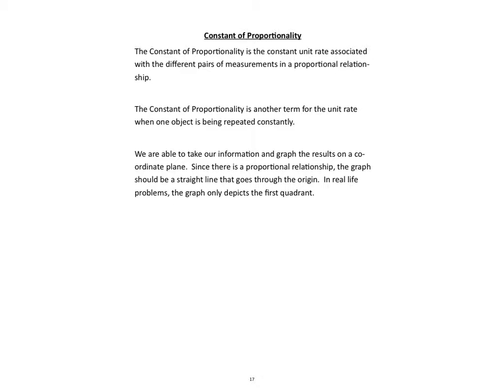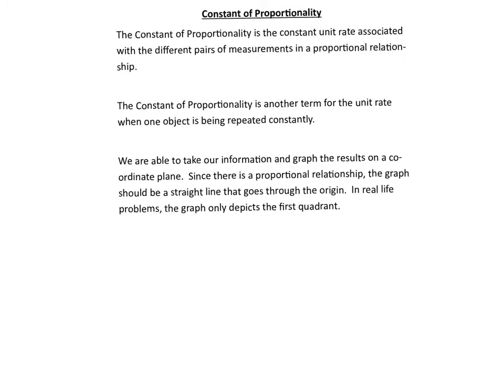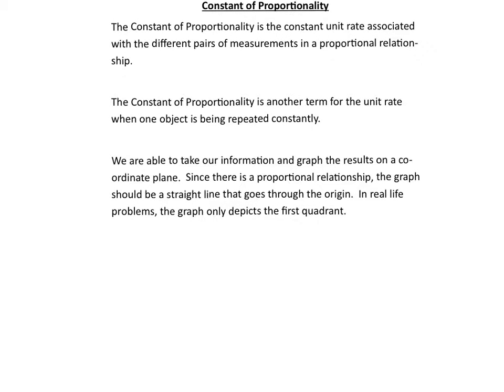Okay, as we move from rates and ratios, we're going to move into something called the constant of proportionality. The constant of proportionality is the constant unit rate associated with different pairs of measurements in a proportional relationship, meaning you are doing something at a constant rate. If I'm going 5 miles an hour, I went 5 miles, then 10 miles, then 15 miles, then 20 miles. I'm constantly going a certain amount of miles. And we can use the word constant proportionality. It's another term for unit rate when one object's being repeated constantly.